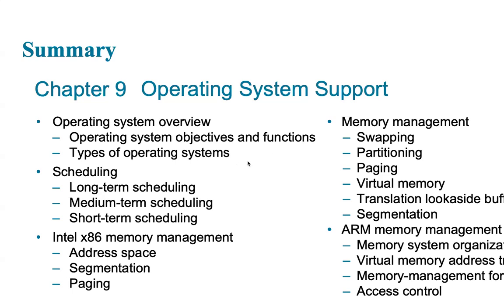Thinking about that, we'll talk about the different types of operating systems. We'll talk about scheduling. This is where you can really improve the utilization of your system just by making sure that your scheduling is as good as you can get it. Then we have a couple of different memory management approaches: the Intel x86 approach, the ARM memory management approach, and then some other general memory management things about how we can be thinking about different parts of what we're exploring here.